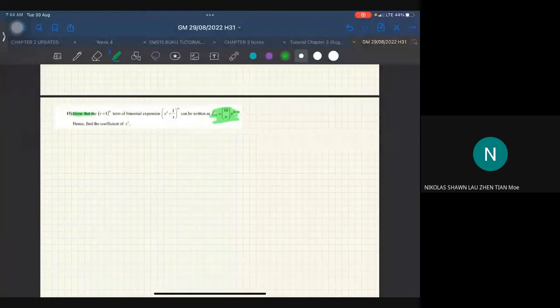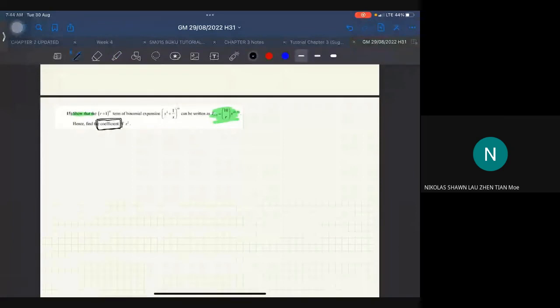Soalan ni awak kena tengok. Dekat sini dia cakap coefficient tau. Dia minta kita just do coefficient. Coefficient means that it's the number in front of the x square tu. Dia tak minta awak the term. Dia minta awak coefficient. So your final answer should be just the coefficient itself only, not with the x square. Barulah betul kalau awak bagi macam tu.